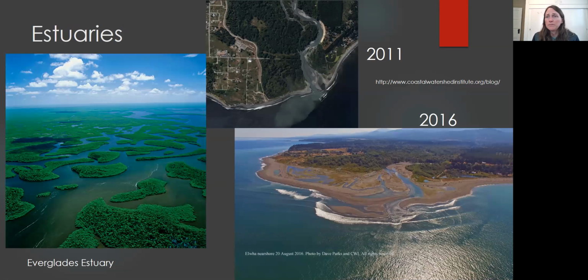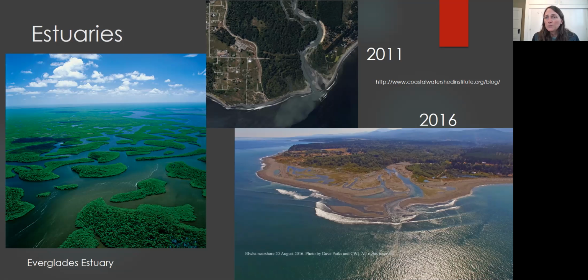Estuaries are formed at the mouths of rivers, and they tend to be where sediment is dumped out. So here's a picture from the Everglades estuary, a really massive estuary system. The other pictures are pictures of the Elwha River. In 2011, prior to dam removal, there was a very small estuary at the mouth of the Elwha River.